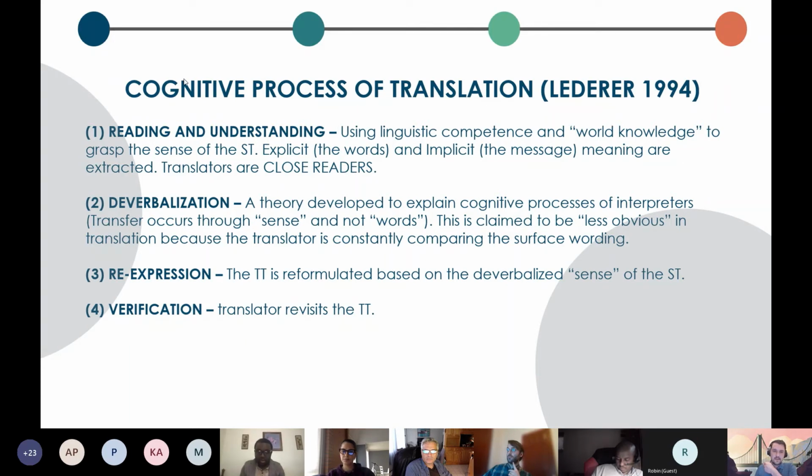Does anybody have any questions about the cognitive process of translation? All right, we'll move on.